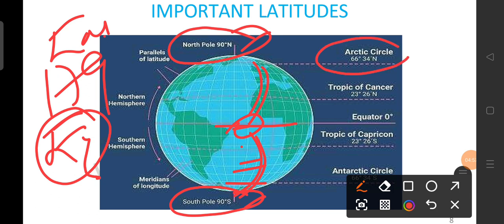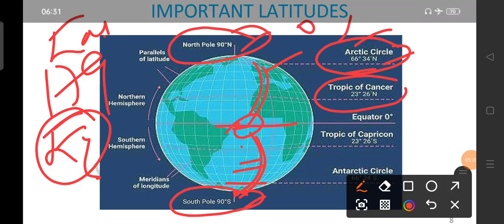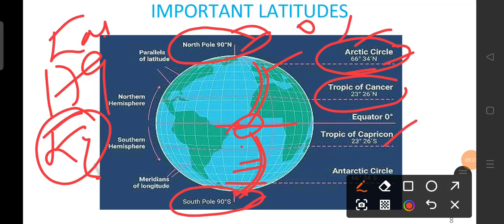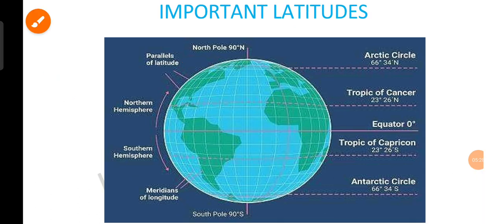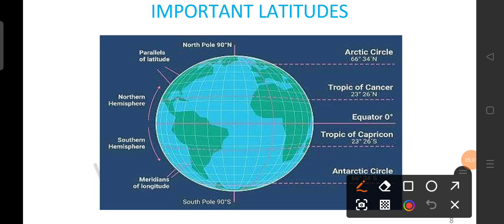Here the Arctic Circle is 66 degree. So at this point it is the Arctic Circle. The angle is given. Tropic of Cancer 23.5 degree. This is 66 degree and half minute, as the angle is measured, so first degree then minutes. Here Tropic of Capricorn, Equator and Antarctic Circle. Okay, Antarctic Circle.